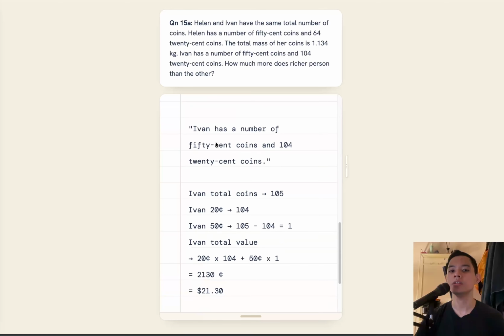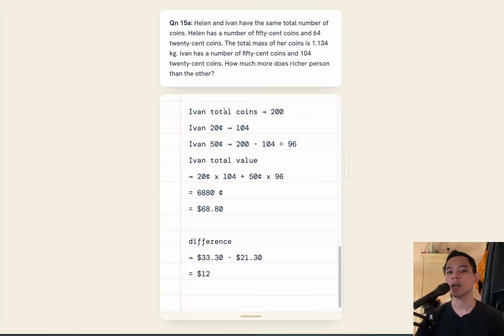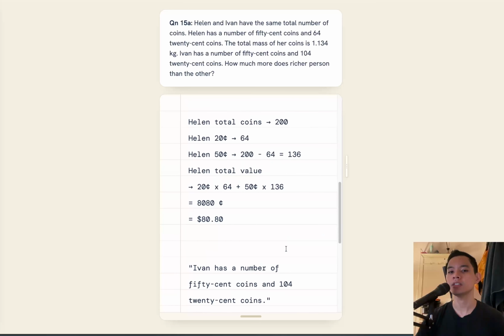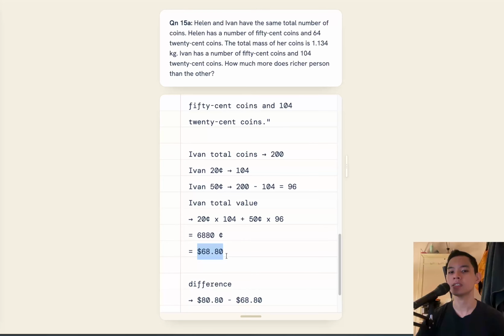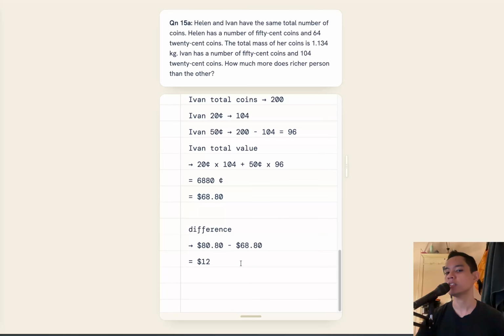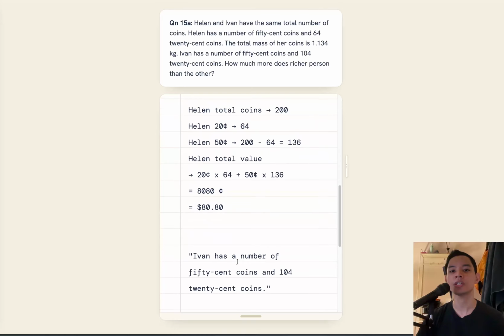Then for Ivan, we just do the same. Ivan's total is 200, so Ivan's 50-cent coins are 96. The 20-cent coins are the same. Total value is $68.80. So do you think the difference is the same? If I put the two numbers together, $80.80 minus $68.80, it actually gives us $12. Okay, let's try out another number.